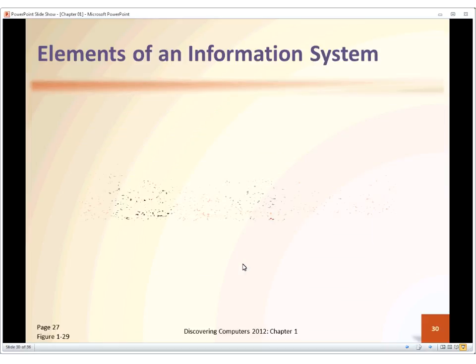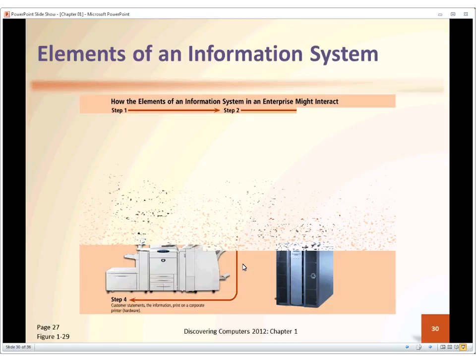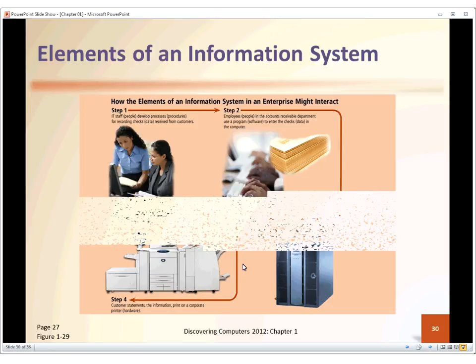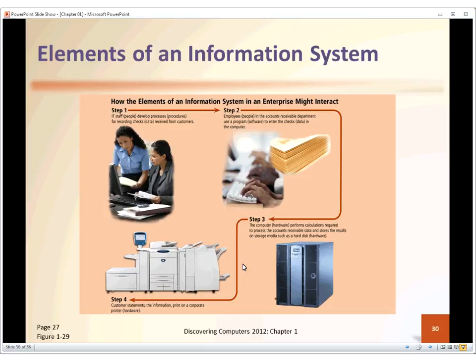This next slide is a little flow chart showing the steps of how an information system in an enterprise might interact. Step one: IT staff develop processes or procedures for recording checks, the data received from customers. Step two: the employees that work in the accounts receivable department use a program or software to enter the checks, the data, into the computer. Sometimes those are scanned as well. Computer hardware performs the calculations required to process the accounts, retrieve the data, and store the results in storage media or a server. Then customer statements are printed on a corporate printer and provided to the users. It can be done digitally as well.